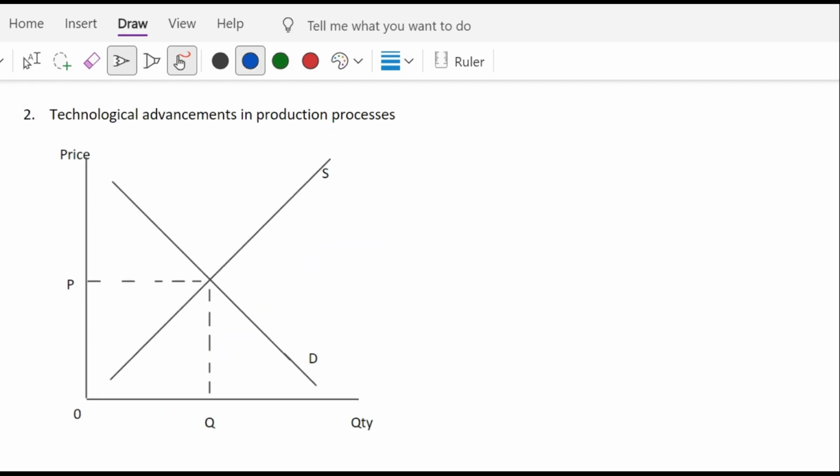Question number 2, technological advancement in production process. Using advanced technology means I can be more productive in my production process. So the supply will increase. Therefore, there will be a shift to the right in the supply curve from S to S1. And when supply increases, the equilibrium price will decrease from P to P1.